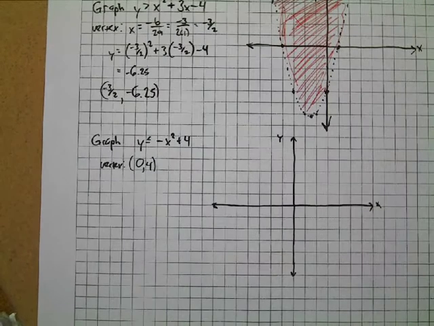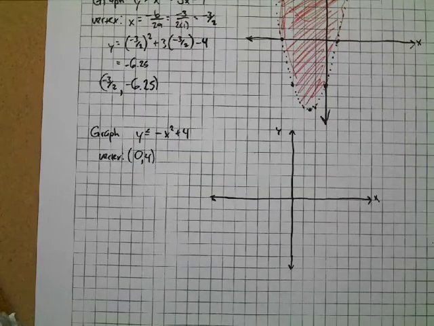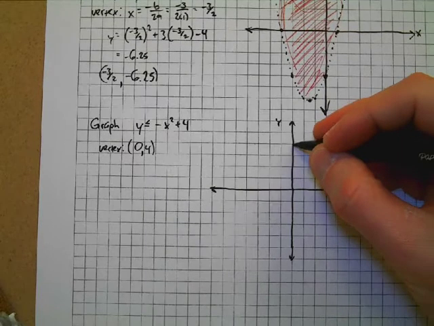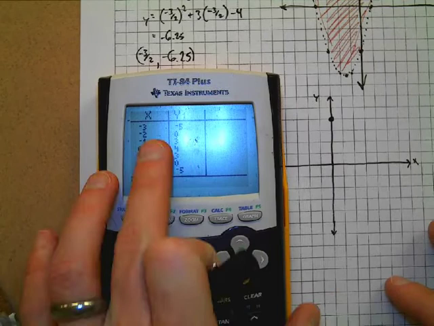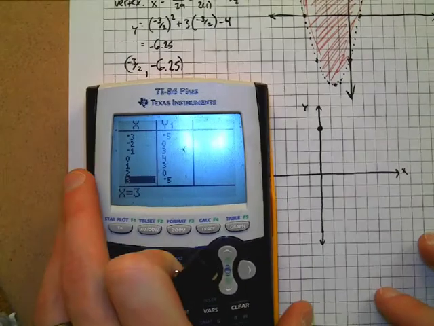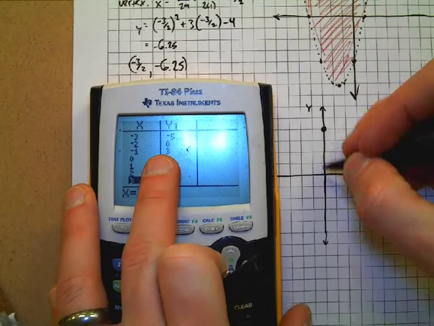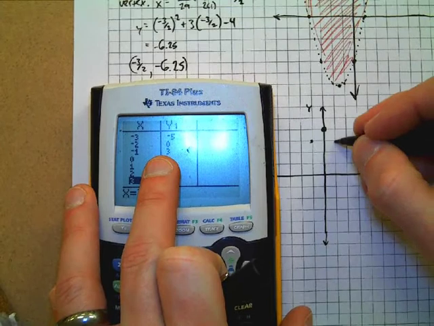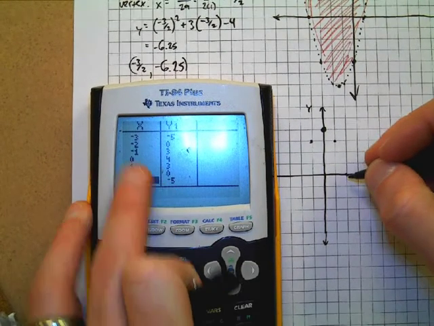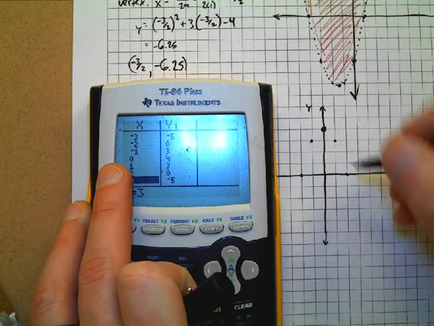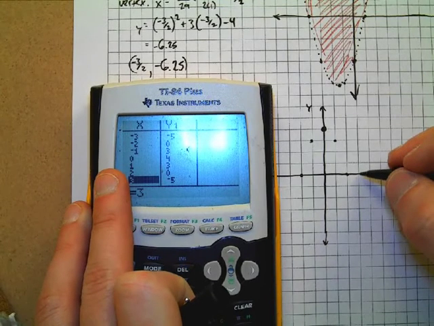Okay, plot our point of 0, 4. So 1, 2, 3, 4. Okay, there's our vertex. And again, just go to your table and your graphing calculator and get some more points here. So negative 1, 3, and 1, 3. Okay, 2, 0, and negative 2, 0. Okay. And then negative, I think I can do 3, 1, 2, 3, 4.